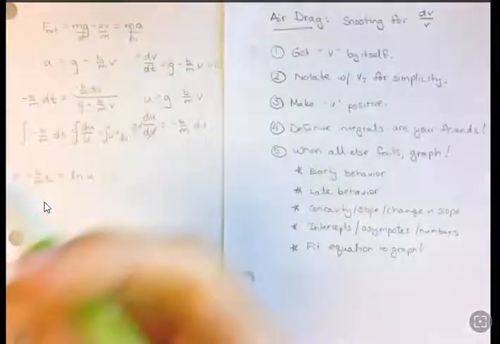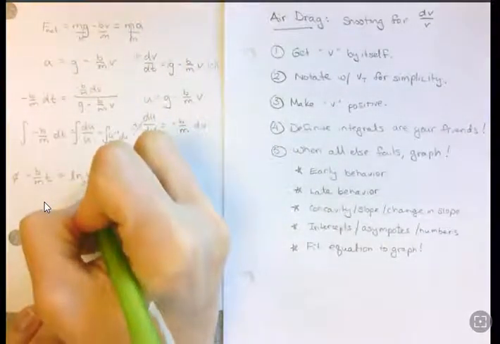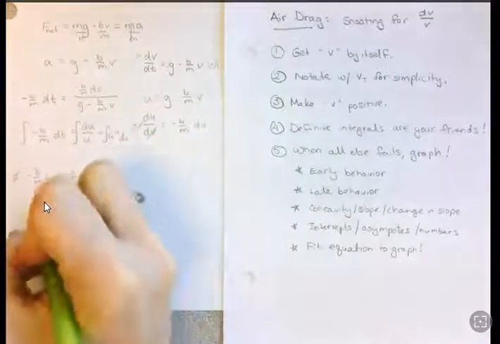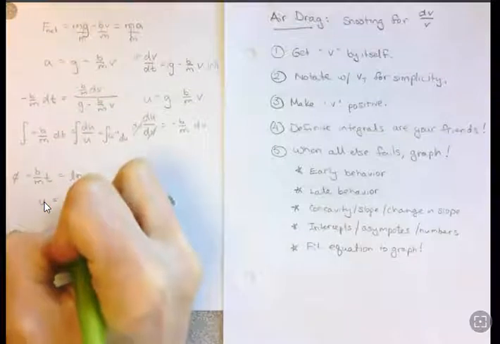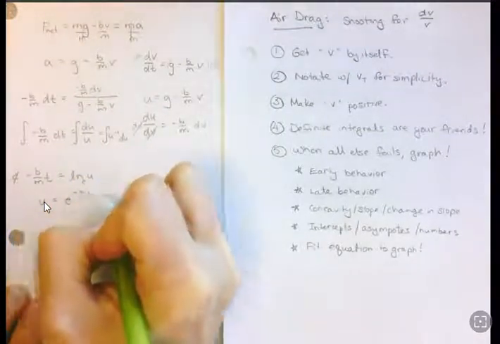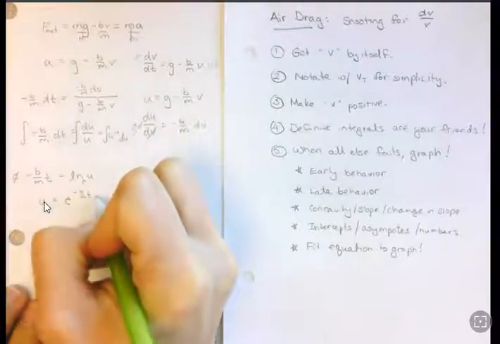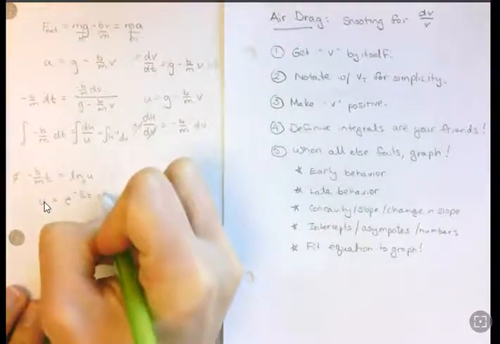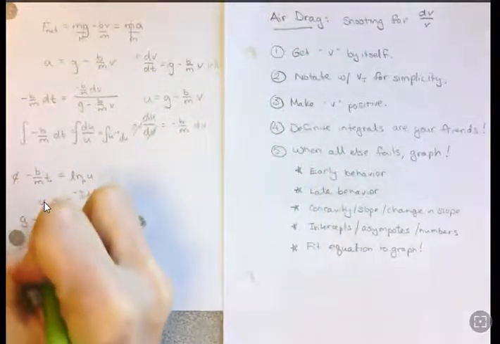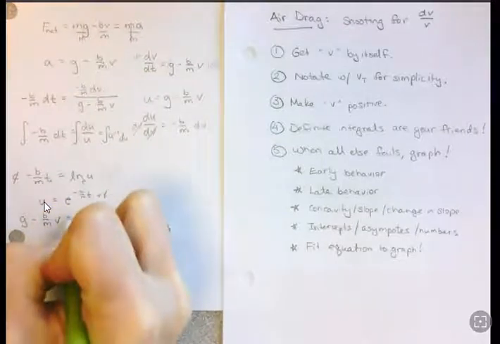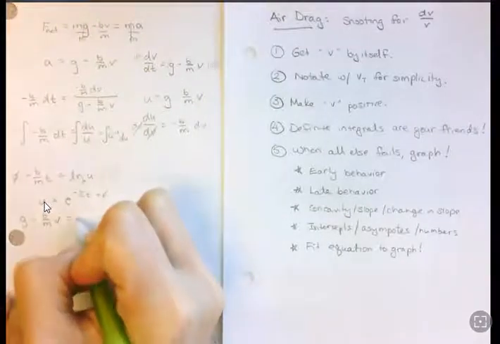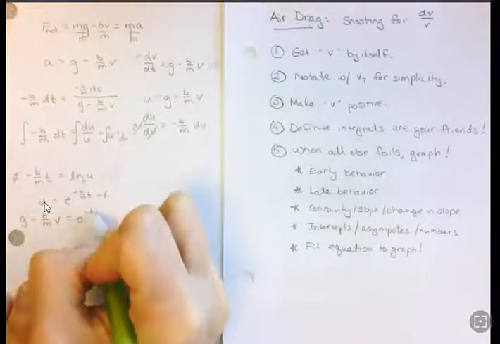Now, we can at least put natural logarithm of base e to this and say something sensible like u equals e to the negative b over m t plus some sort of constant here. And what was u? Oh yes, u was g minus b over m v. Now we're getting somewhere. We wanted some sort of function that was v of t.